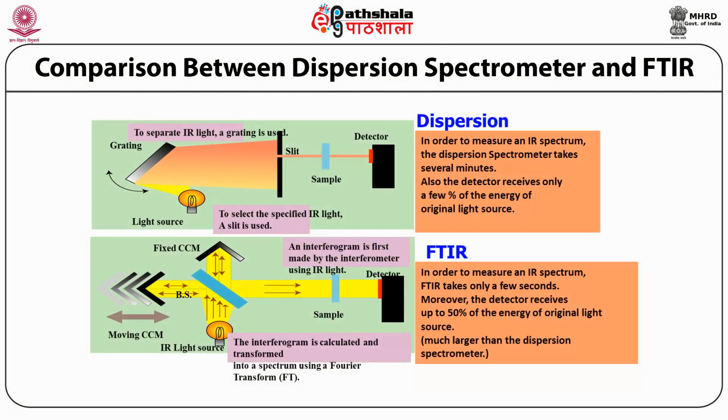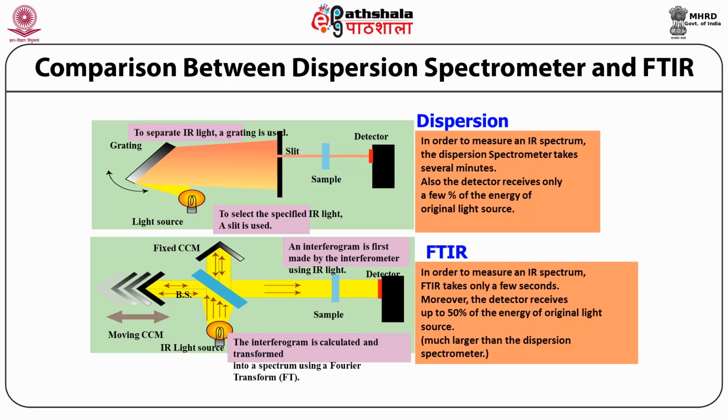A comparison between the dispersive spectrometer and the FTIR spectrometer is shown here. You can see in the figure that a separate IR light and grating is used in the dispersive IR. In order to measure the IR spectrum, the dispersive spectrometer takes several minutes. Also, the detector receives only a few percent of the energy of the original light source.